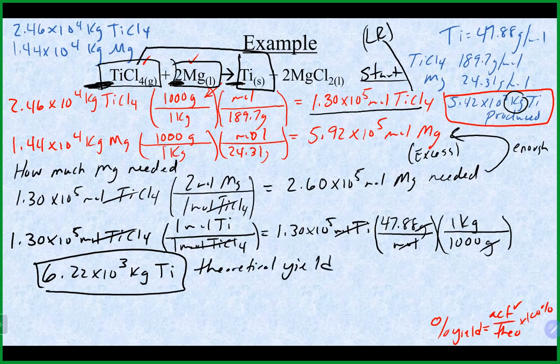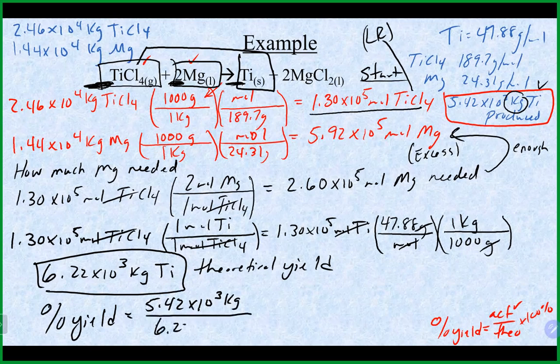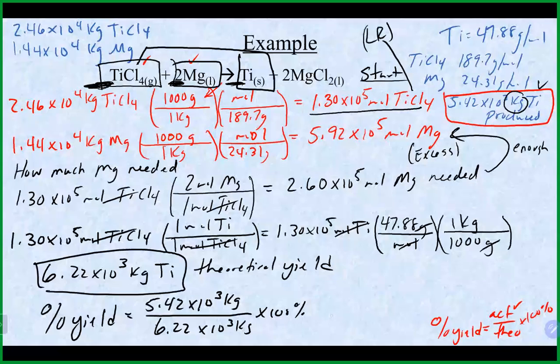Any questions up to there? Now that I have the theoretical yield and the actual yield that was given to me, I can now calculate the percent yield. Percent yield would be our actual, which I kind of scribbled over, but I think it says 5.42 times 10 to the 3 kilograms, divided by our theoretical 6.22 times 10 to the 3 kilograms, times 100%. That's going to give me 87.14%. Not too bad for percent yield in this case.